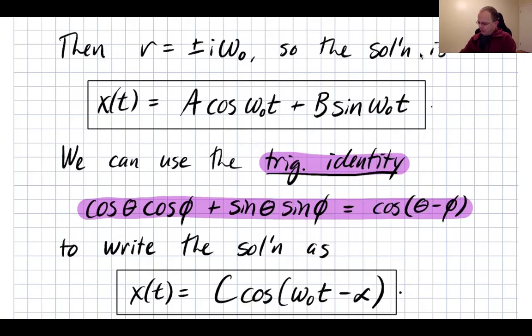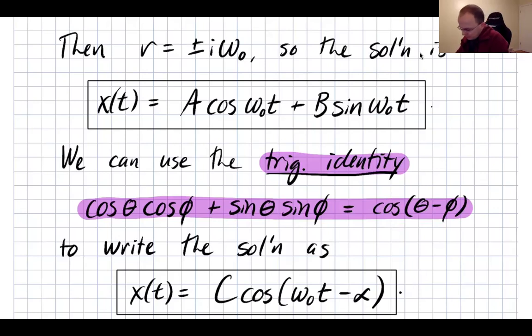And how do we get from here to here? Well, we're going to use this trig identity right here. So it says that if we have a cosine of theta times cosine of phi, and we add sine of theta times sine of phi, then that gives us a single cosine of theta minus phi. Okay, so that's the trig identity that we're going to use.